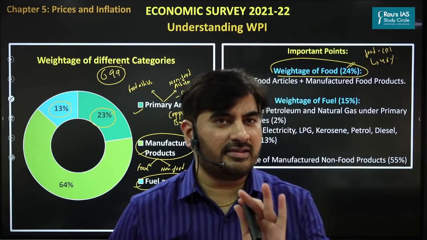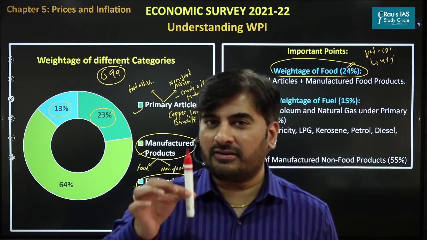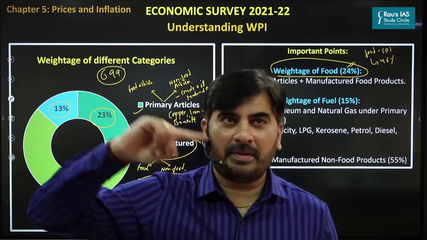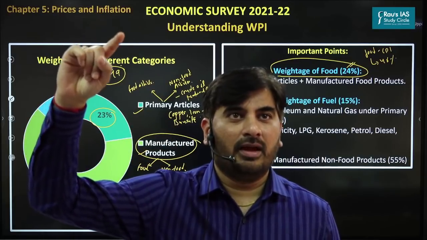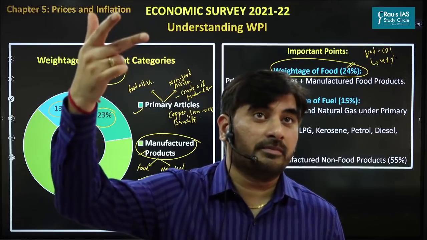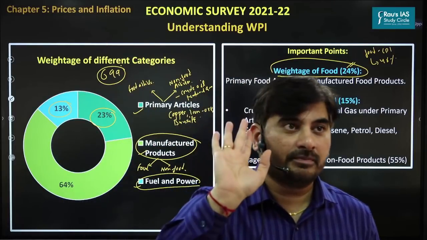What does this mean? If there is an increase in the prices of food commodities, can I say both WPI and CPI will increase, right? But between these two, which one will increase more? CPI will increase more because CPI gives higher weightage to food, right?